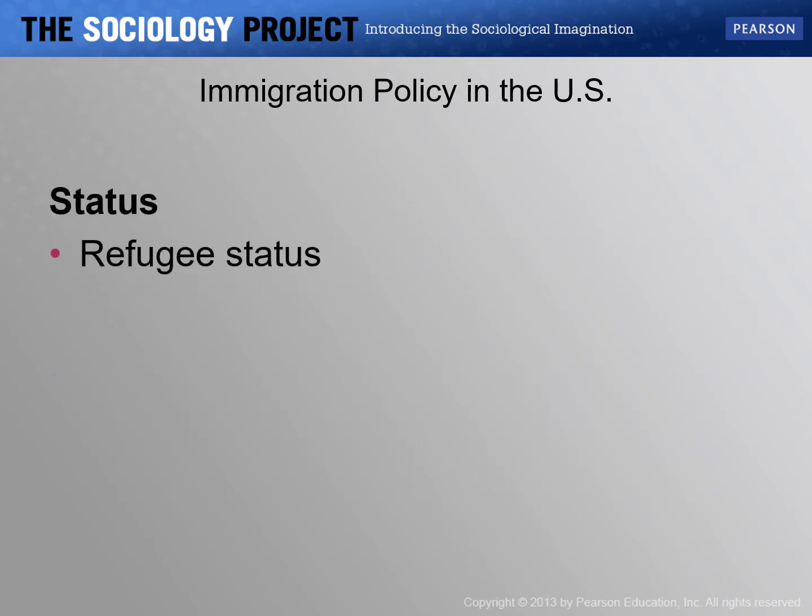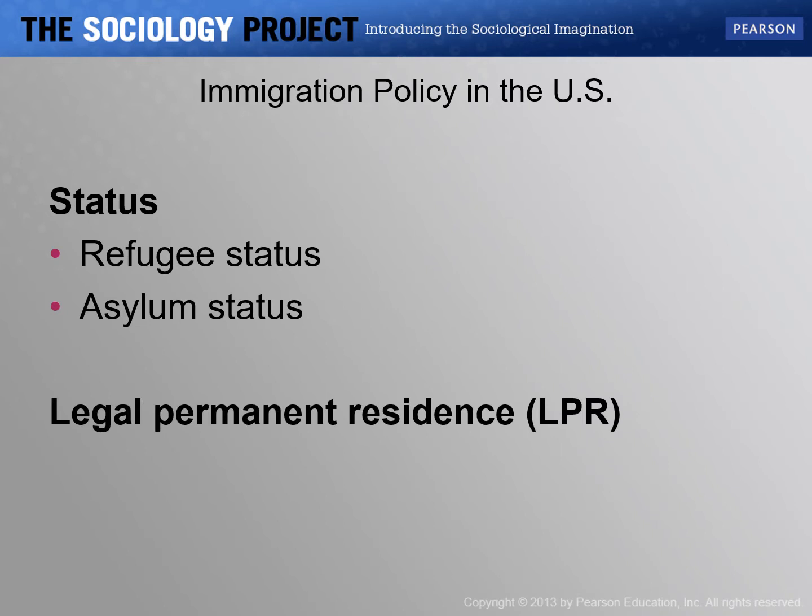Your status can include your refugee status or asylum status if you're a political or otherwise refugee. And then you can gain legal permanent residence. Immigration is a very complicated process in the United States. In fact, Chicago has many immigrant attorneys to represent people to sift through these issues.